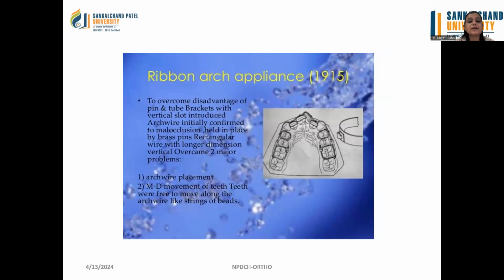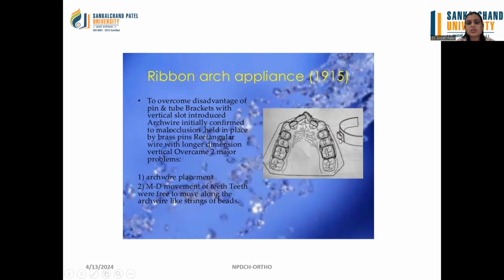To overcome the disadvantage of the pin and tube bracket, they introduced the slot. It is a vertical one. So a vertical slot was introduced and different types of pin were available. There are brass wire pins, and we can secure the wire using the pins in this appliance. By this, we can overcome the two main problems, the arch wire placement and also the mesiodistal movement of the teeth along the arch wire, because there is free movement in the slot.